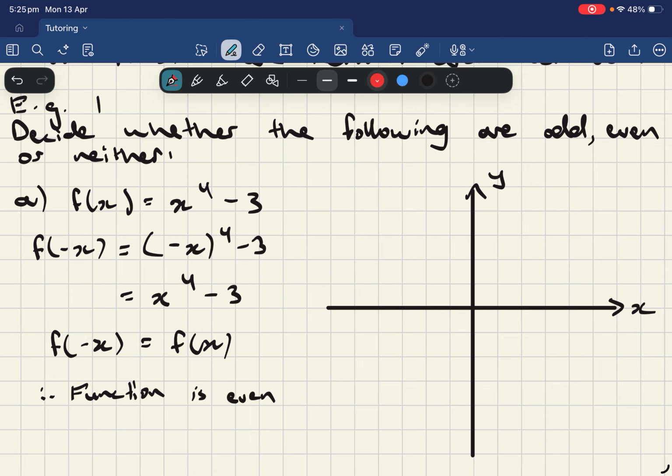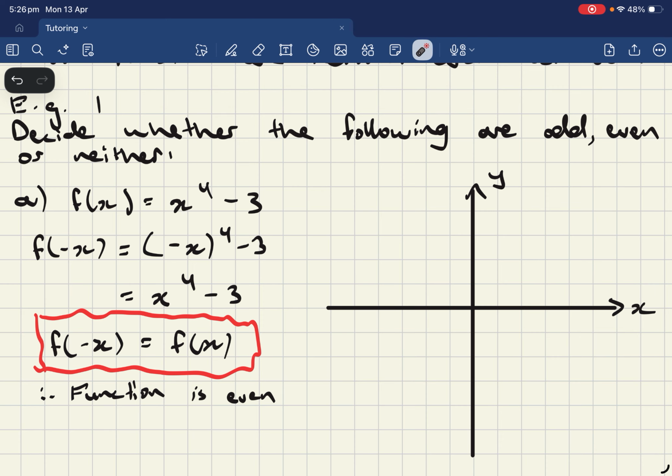Okay, so every time we make a test, we are going to draw a conclusion by looking at this algebraically and testing it. It's either going to be this one, the one for odd, or if it doesn't satisfy either of them, it'll fall under this category of neither.